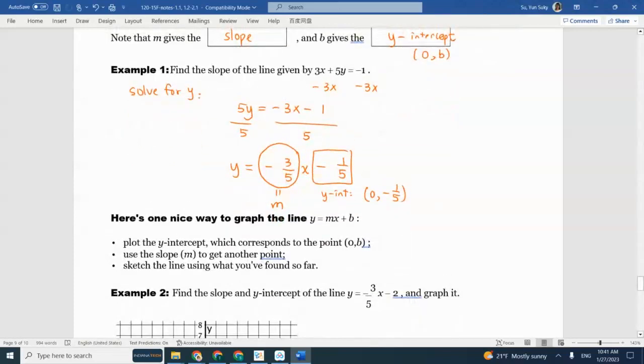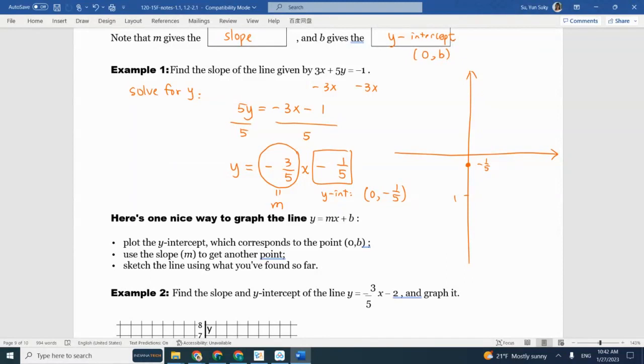This is one way to graph the slope-intercept form. You plot, okay? So using this example, what are we doing? First, plot the y-intercept, which corresponds to the point (0, b). In this example, the y-intercept is (0, negative 1/5). Let's say this is 1, and negative 1/5 is here. So this is one point, the y-intercept.